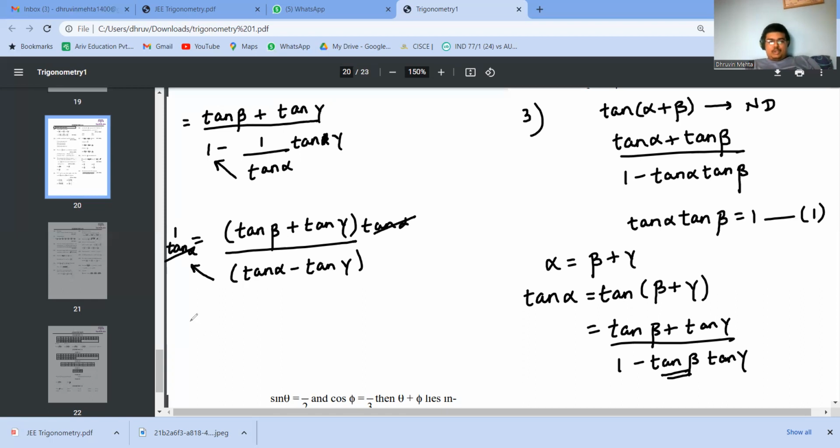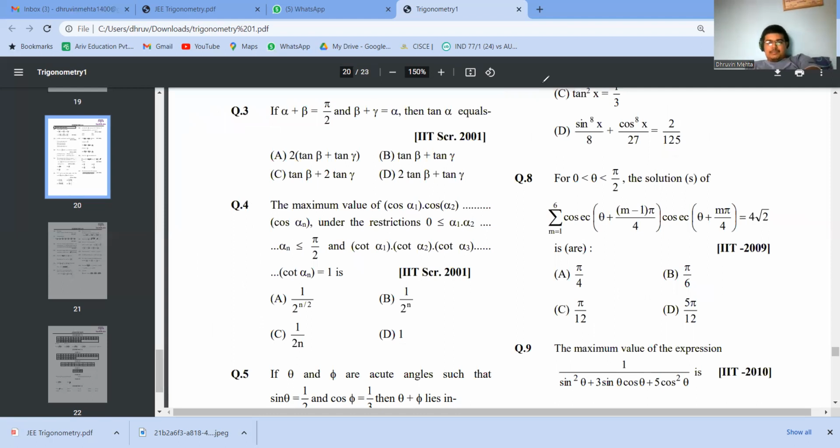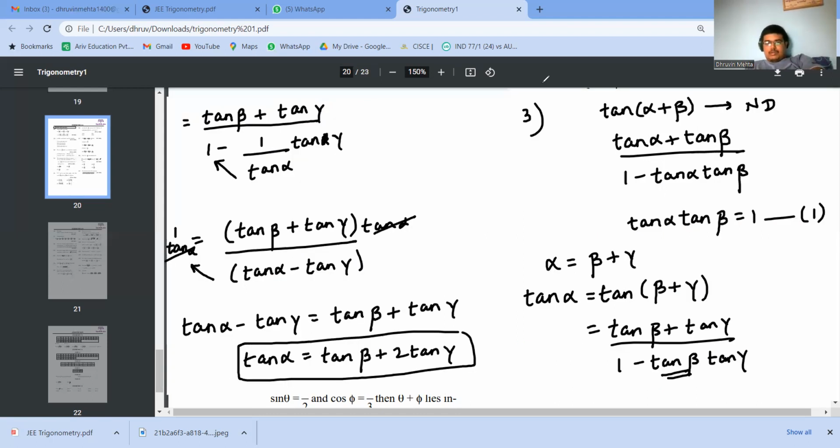यहाँ पे 1 बाकी है, राइट? तो क्रॉस मल्टीप्लाई करो. We will get tan alpha minus tan gamma is equal to tan beta plus tan gamma, and we are done. चलो, what is tan alpha from here? Tan beta plus, sorry, 2 tan gamma. That's the answer. Options में होगा ये C. Are you guys writing this?